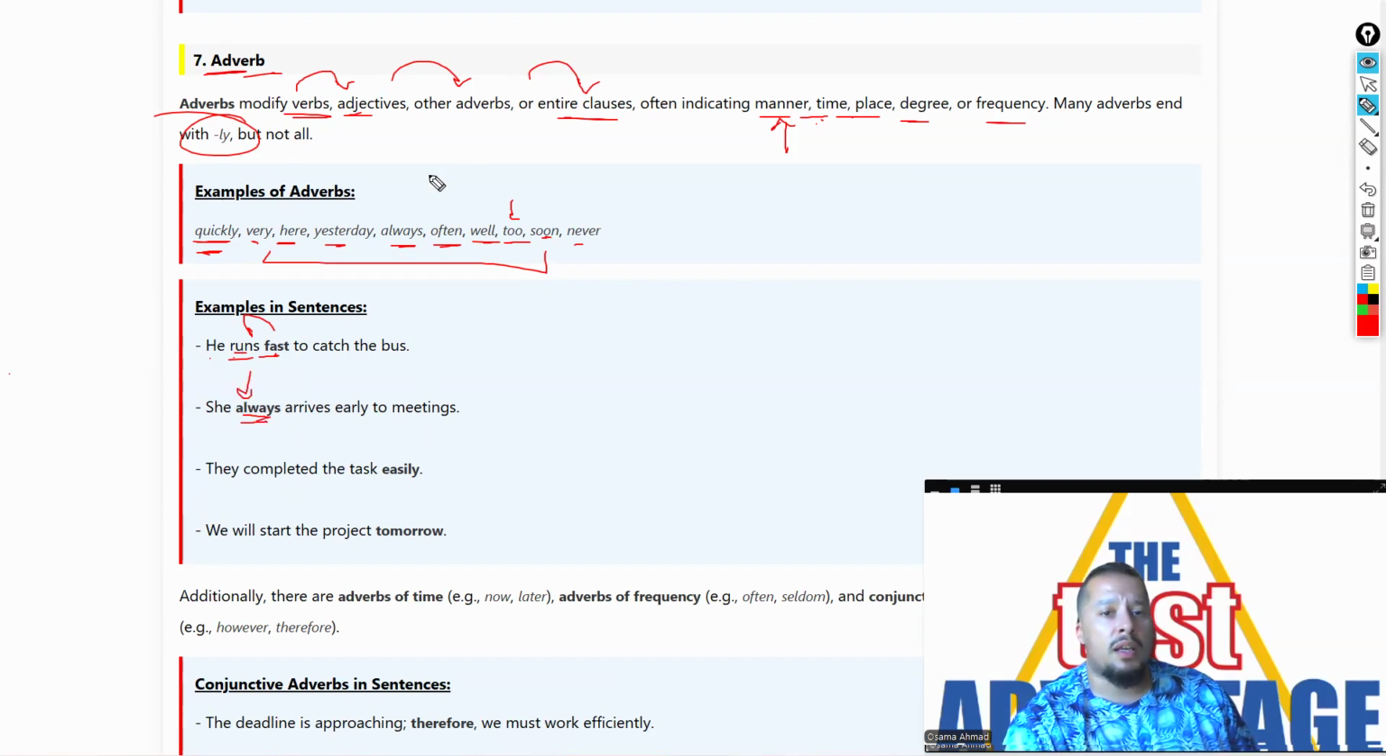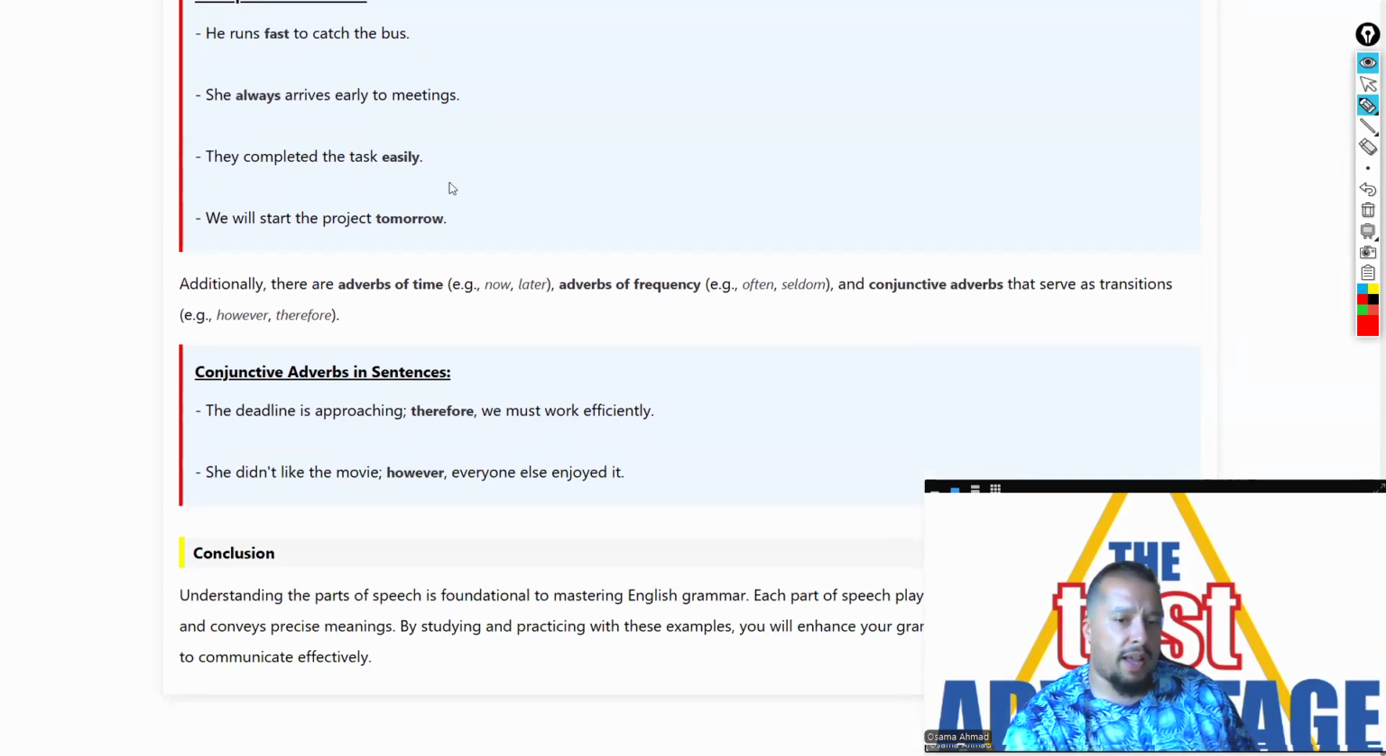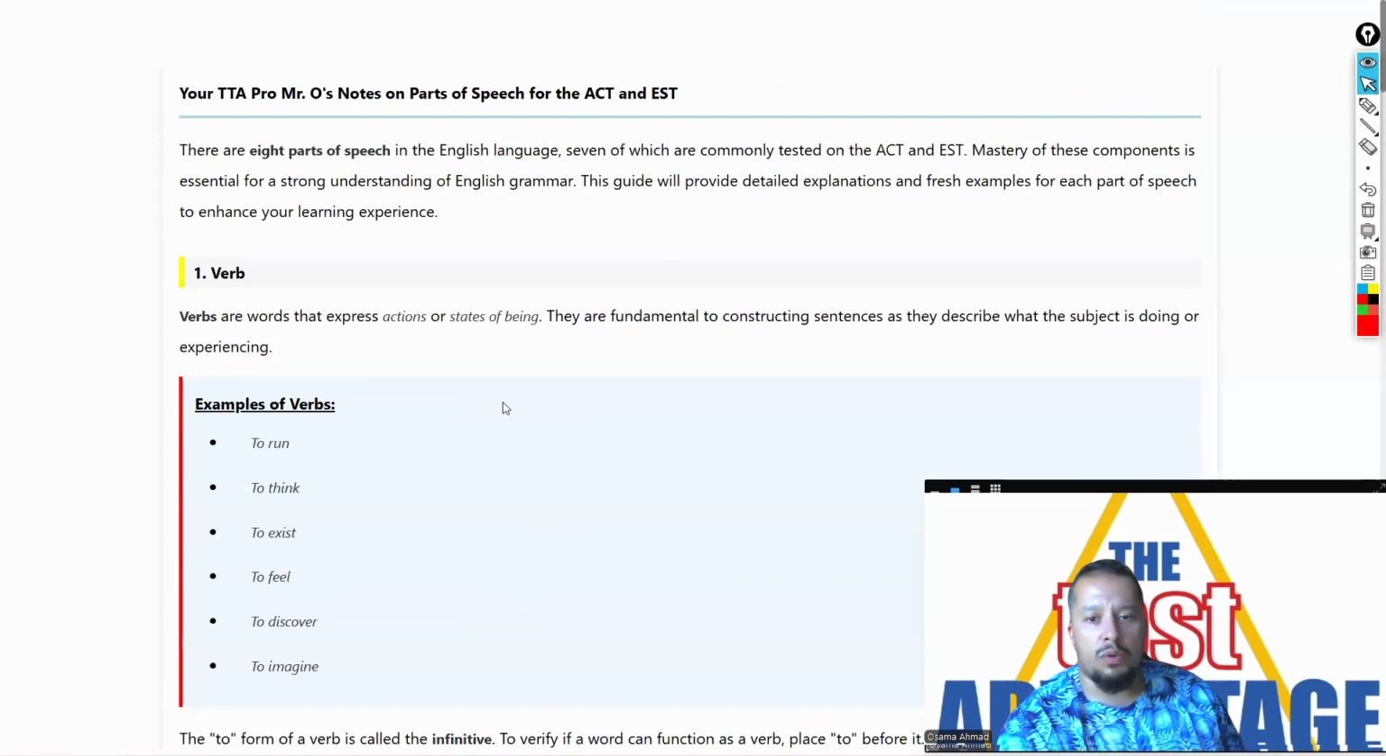This tells you how often. This tells you how much, to what degree. They completed the task easily. What does easily do here? It describes how they completed it. So notice the adverbs. We notice how it affects the sentence. Now, there are other types of adverbs too. There are adverbs of time, now or later, adverbs of frequency, often, seldom, and conjunctive adverbs, these are transitions. Say however, therefore. So this is an introduction to parts of speech in the English language.